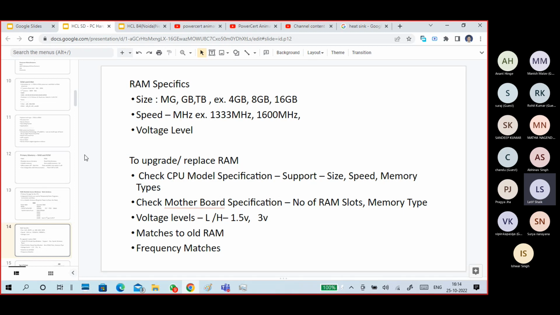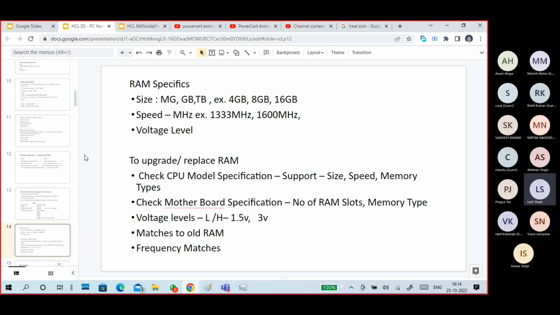1333 megahertz, 2666 megahertz, 1600 megahertz, 2400 megahertz, 3200 megahertz, 3400 megahertz. These are speeds. The next one is different voltage levels: low voltage, high voltage kind of stuff.